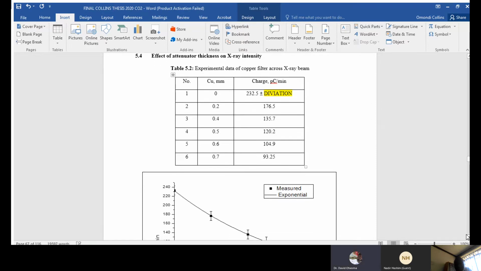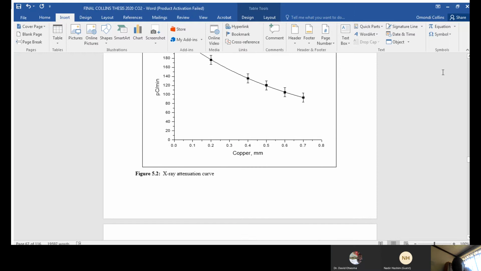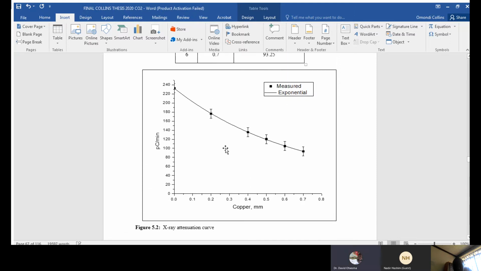Please continue. So this is the same. You can see now when you do it schematically, the diagram, you have the error bars. Those error bars will go with that plus minus. They will not be the same. They will be different. Maybe when you used a filter of 0.7 millimeter copper, the deviation may be less, unlike when you used nothing, or the other way around. So those error bars will not be the same size.